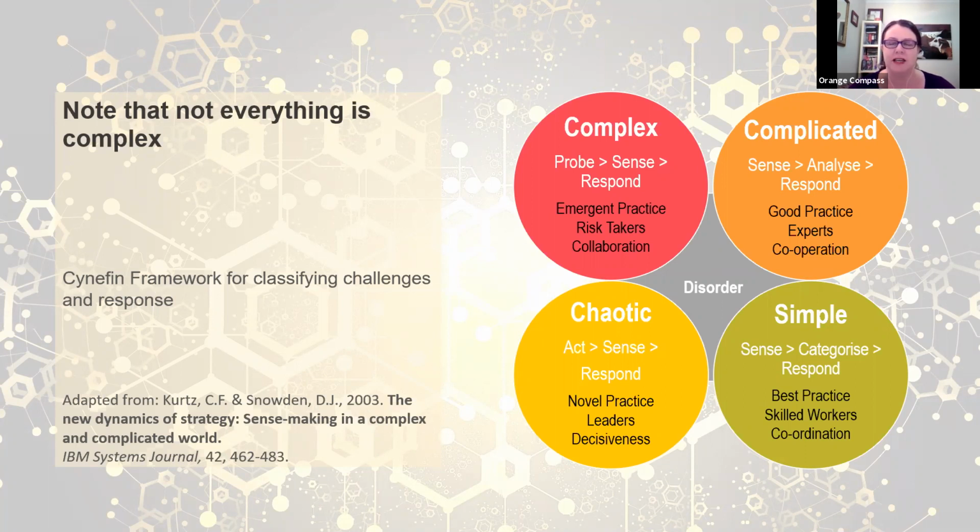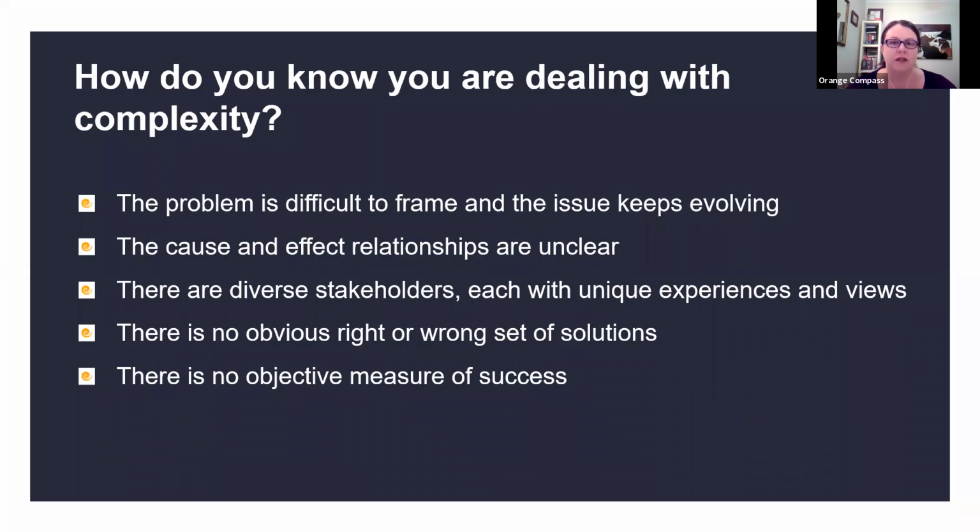And so it's important to understand and think about these different contexts and what sort of context we are working in. So how would you know if you're dealing with a complex context? Often the problem is difficult to frame. It'll keep evolving over time. Cause and effect relationships are actually pretty murky. It's hard to make them visible or even understand what's a cause, what's an effect. You know, does that matter? And what are the symptoms?